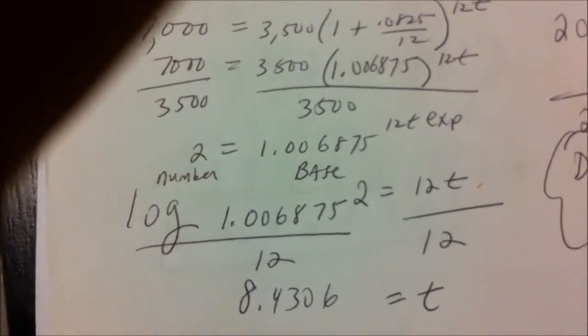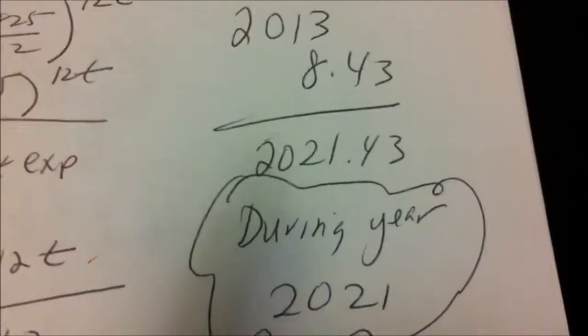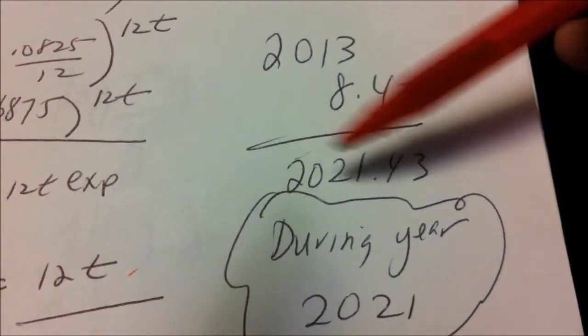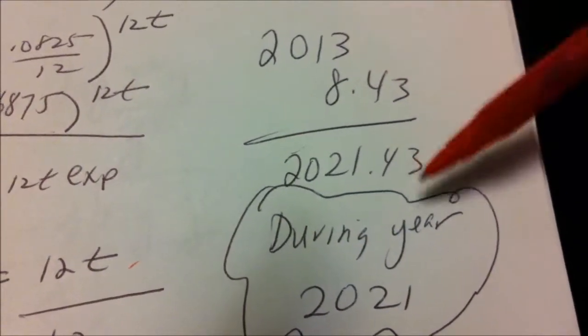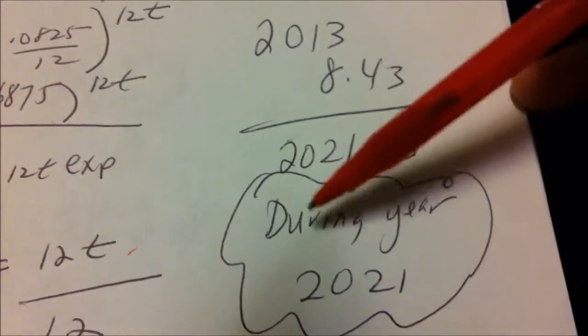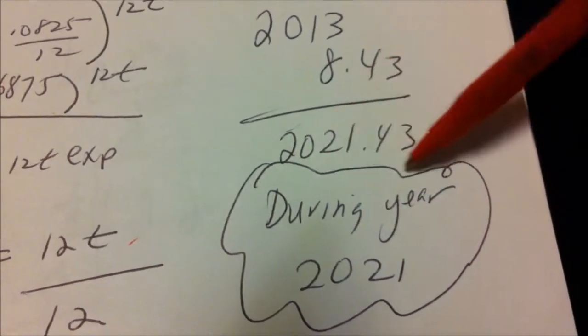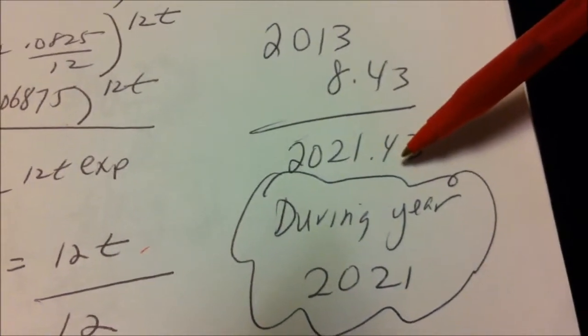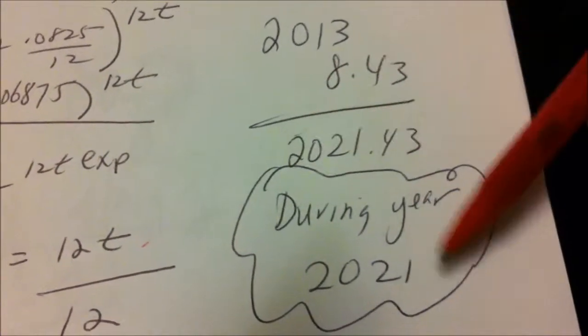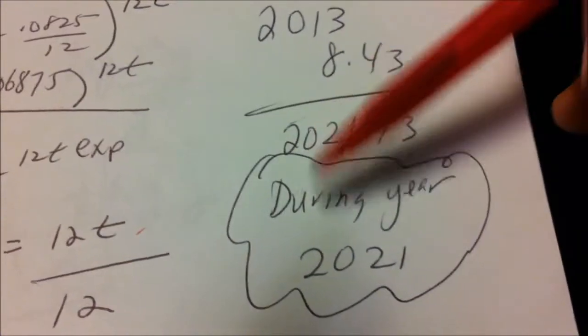Now that would have gotten you almost full credit. For another credit, it says during what years. So I have to apply that 8.43 years to the starting year of 2013 to get my 2021. So you say during the year 2021. During the year. You don't have to tell me it's a third of the way in. It's just during the year or halfway through the year. It's just during the year.